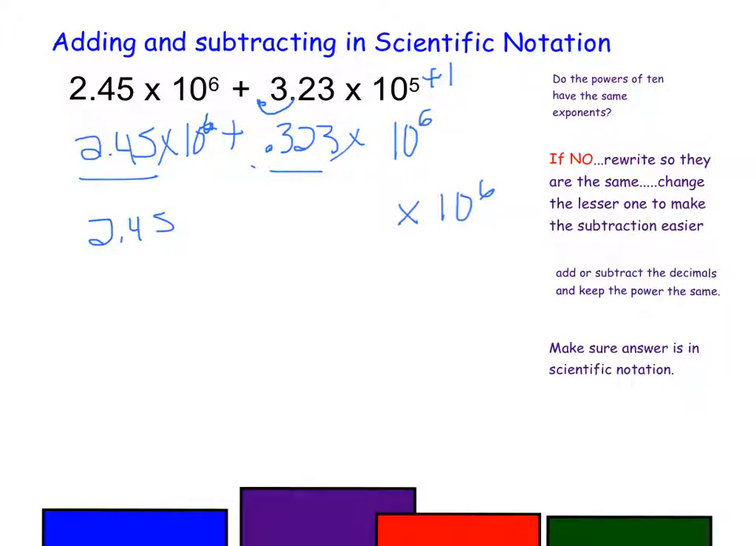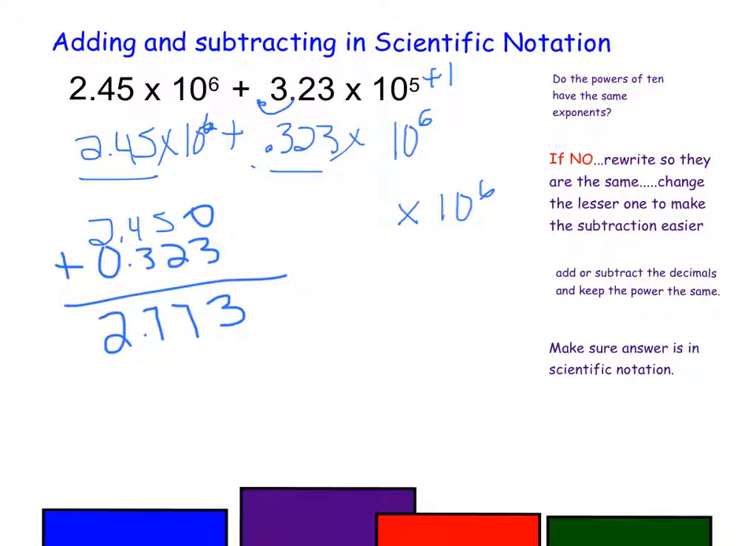So now you're going to add 2.45 plus 0.323, add in the 0. 3 plus 0 is 3, 5 plus 2 is 7, 4 plus 3 is 7, carry down the decimal, 2 plus 0 is 2. So now you have this lonely times 10 to the 6th. You have to put over here 2.773 times 10 to the 6th. And it is in scientific notation.